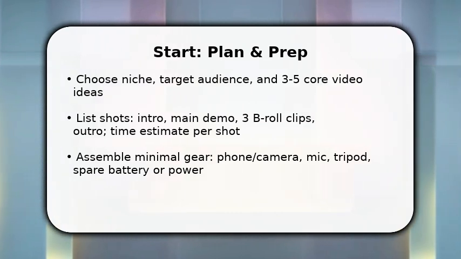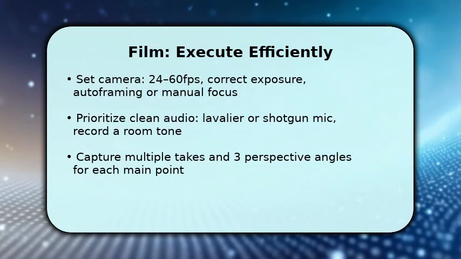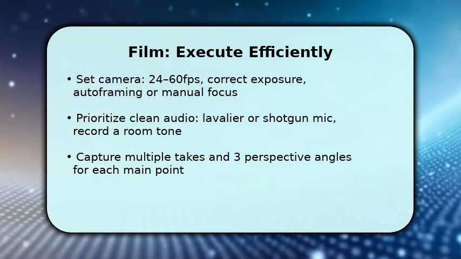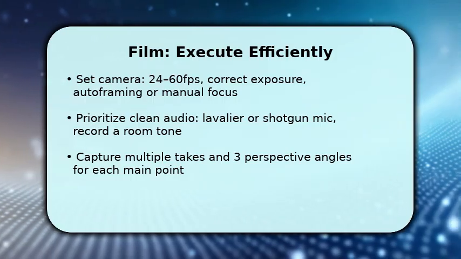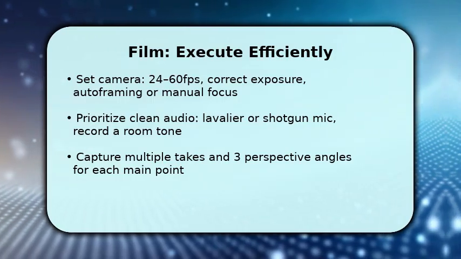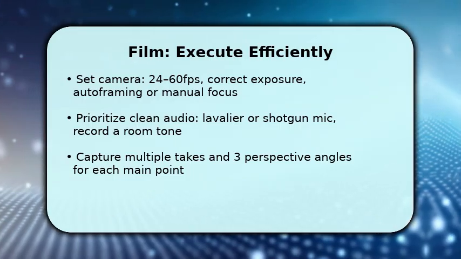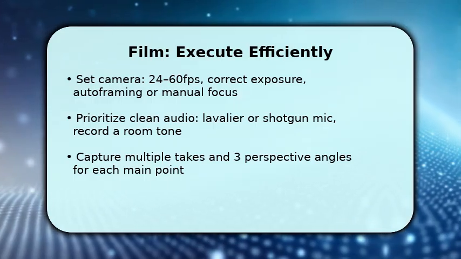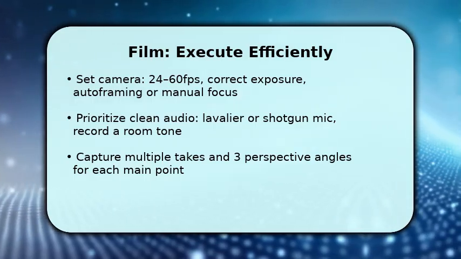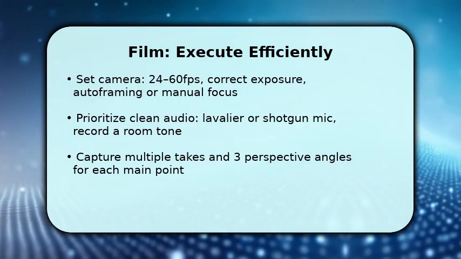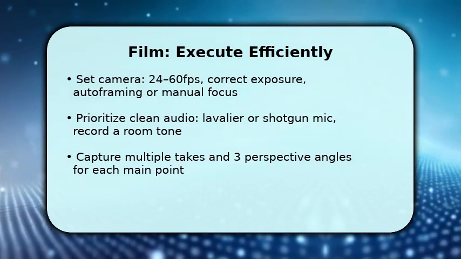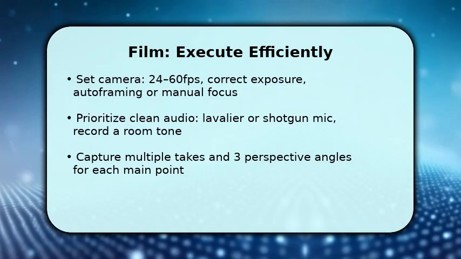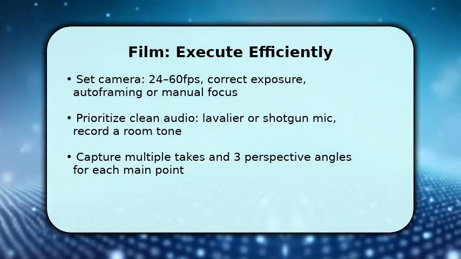Prioritize audio and stable framing because viewers forgive visuals more than bad sound. Once your levels and exposure are set, record a clean room tone and use a lavalier or shotgun mic to reduce noise. Make sure to capture at least 2 solid takes and 3 different angles for each key point so edits feel dynamic. Also gather intentional B-roll that illustrates the narration. This bridges cuts and covers mistakes without reshoots.